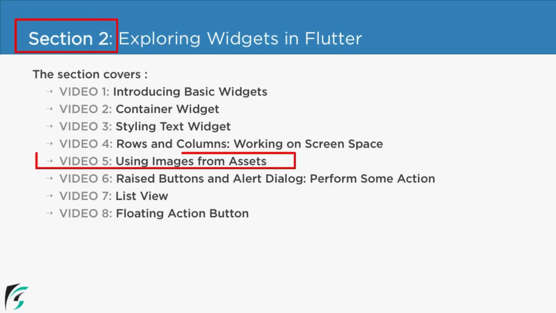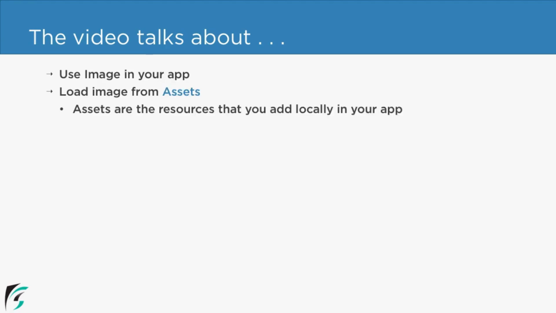Currently we are in section 2 and we are about to check out the 5th video of this section. So in this video we will see how to use an image in our application by loading the image from the assets. Well, the assets are basically the resources that we add locally in our own application. That is, all the assets such as images are locally defined in our application and it is not loaded from the server.